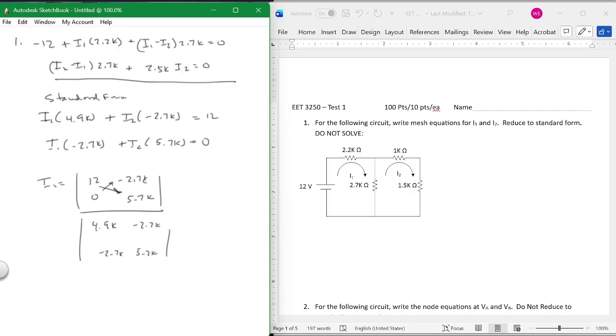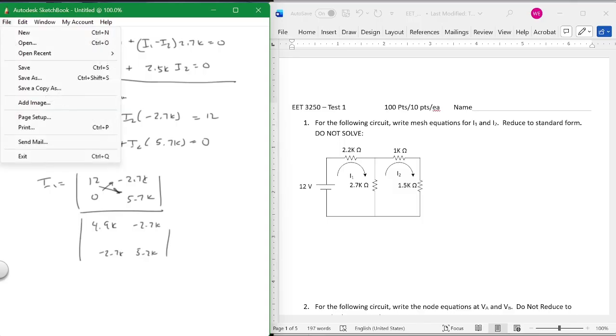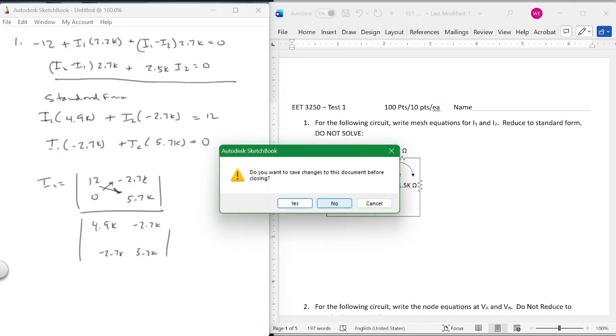All right? So that's the determinant method for solving 2 by 2s, and if you get to a standard form, it's easy to solve. Okay, that's number 1. I just asked you to go to this point and stop. Number 2.